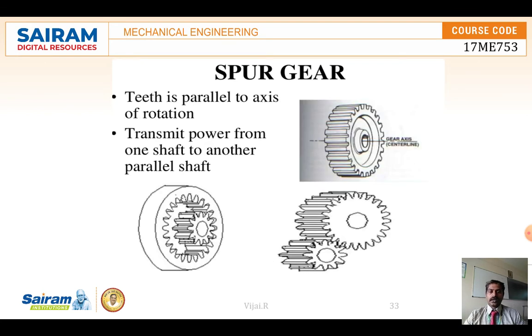So here let me see a spur gear. A spur gear has teeth parallel to the axis, engraved parallel to the axis. So these teeth are parallel to the axis and it transmits power from one shaft to another parallel shaft. When the two gears engage or mesh with each other, the rotation of one causes the other shaft, the other gear, to rotate. So that contact is taking place with the help of the meshing of the teeth.